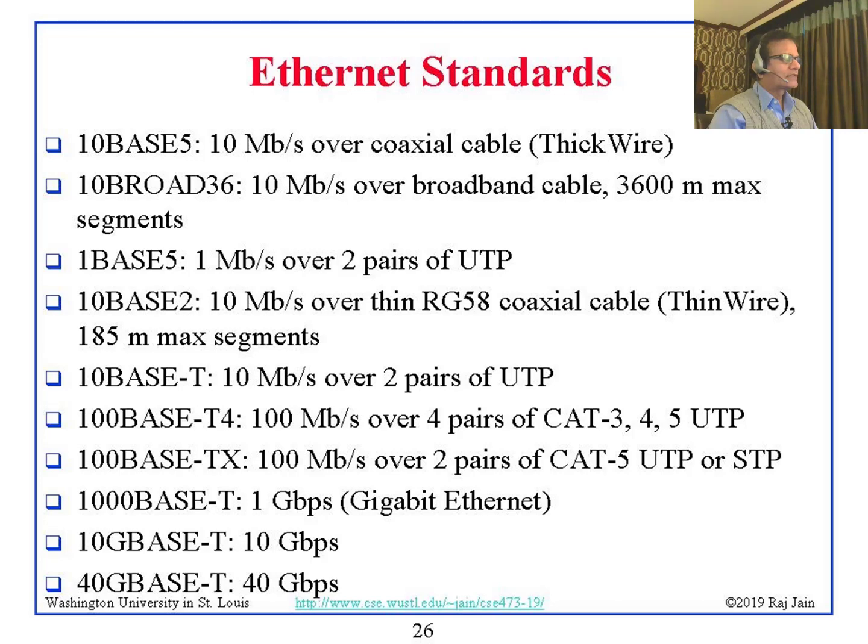And in between there was another standard called 1 base 5, which is 1 megabit over 2 pairs of UTP. Now what is UTP? Unshielded twisted pair, just the phone wire. And the phone wires at that time, and right now also, have 4 wires total, which is 2 pairs. So we said we can do 1 megabit over it. Then came 10 base T. At that time we gave up on the length business, which was how long it should be, and we said okay, we will just indicate the medium. So 10 base T means we will do 10 megabits on a twisted pair, unshielded twisted pair.